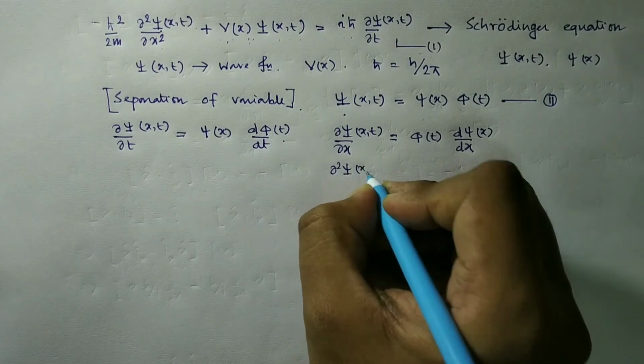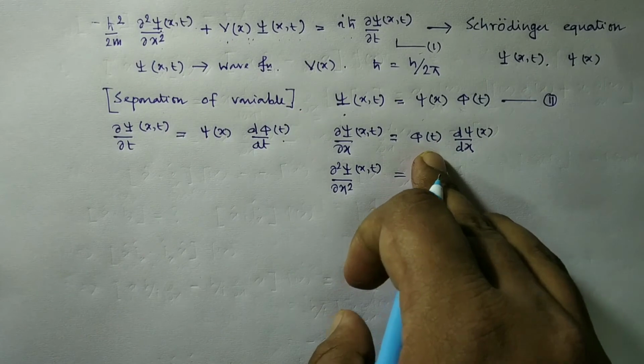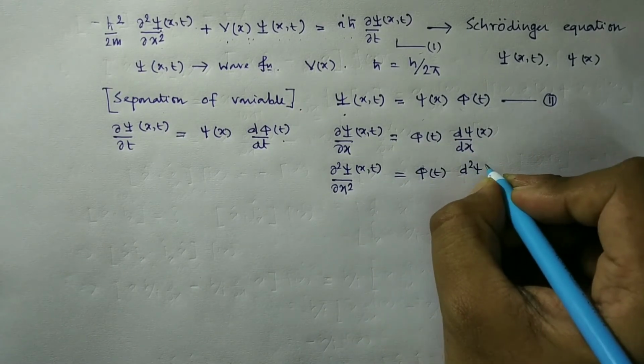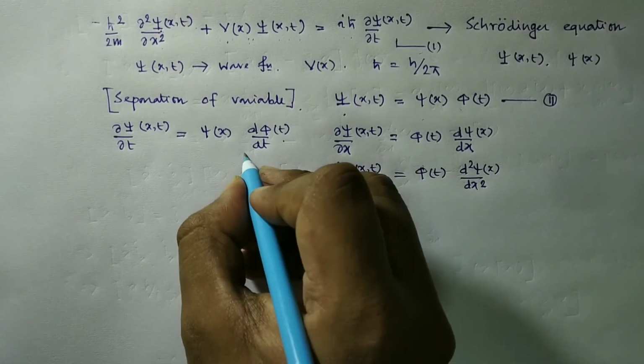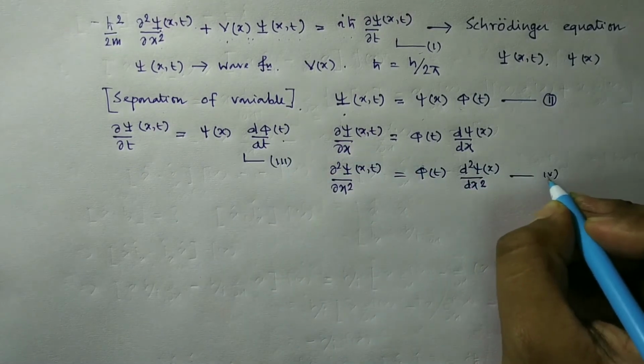If we take the derivative again, del squared Ψ(x,t) del x squared: again, φ(t), being a function of time, is constant. So it is φ(t) d squared ψ(x)/dx squared. So we have this one, call it number 3, and this one number 4.